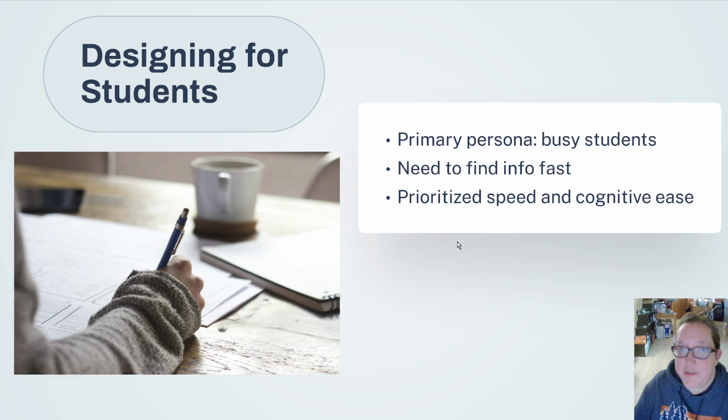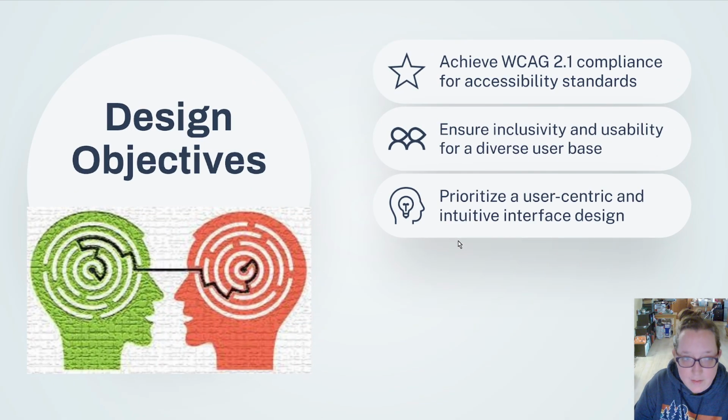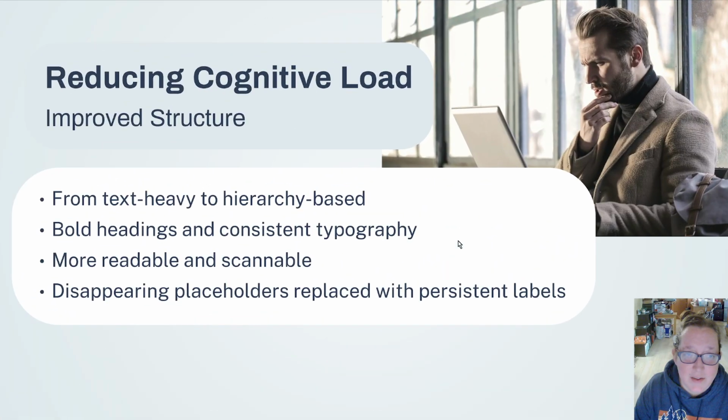So, my primary person who I decided to design for was the students. They're the main users anyway. They're the people who need to find the information quickly. So, I tried to prioritize speed and ease of use. One of the first design objectives that I worked on was trying to make it accessible, more inclusive for diverse users, and just make it more intuitive.